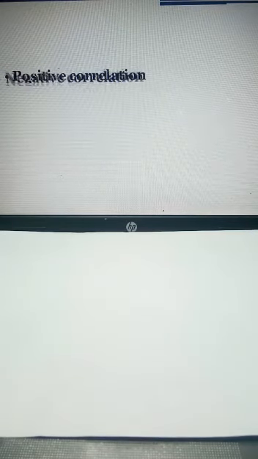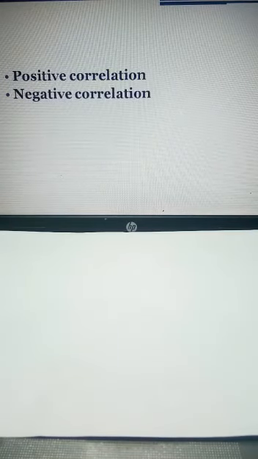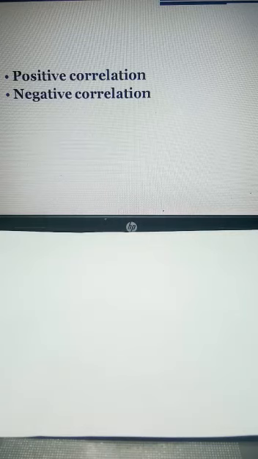Next is the negative correlation. Negative correlation is when both variables move in opposite directions. If one is going in the positive direction, the other is going in the negative direction. Suppose we have two variables, x and y. If x is rising, y is falling. In this case, both variables are inversely proportional to each other. So this type of correlation is also known as the inverse relationship.